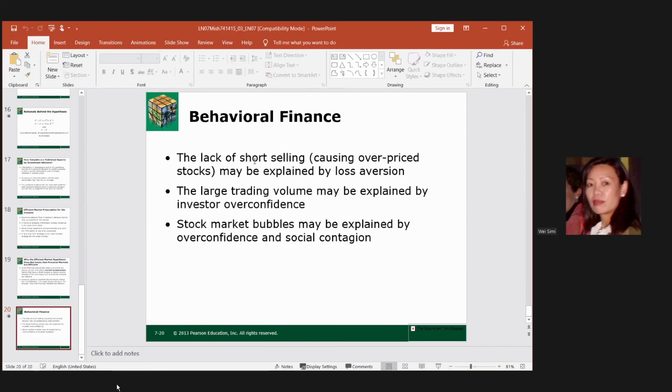Next one is that large trading volume may be explained by investor overconfidence. You know that, okay? You have a broker account, and you can see the trading volumes. You can see how many stocks are going up, how many are going down, the long short put call ratio. Those things can tell you that people are overconfident. Too many people buy, and the more confident they are, the more you should be scared.